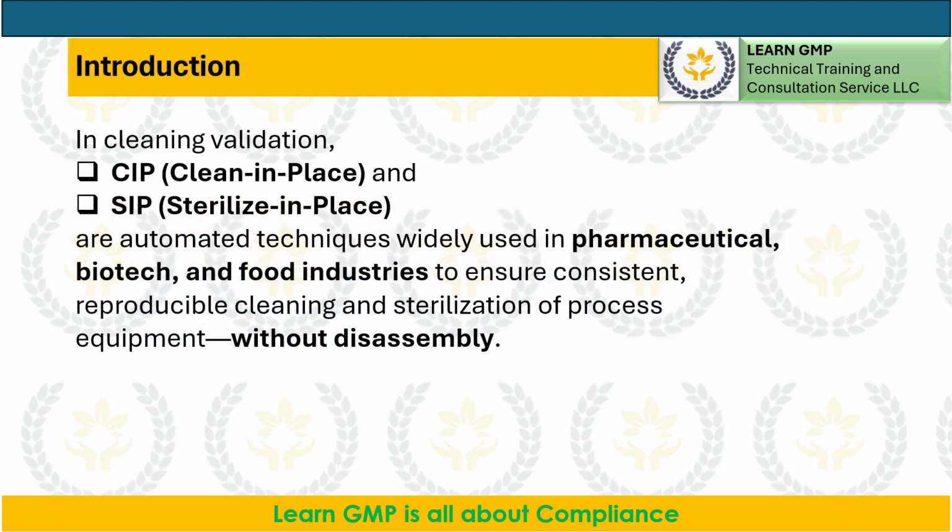Introduction. In Cleaning Validation, CIP, Clean in Place, and SIP, Sterilize in Place, are automated techniques widely used in pharmaceutical, biotech, and food industries to ensure consistent, reproducible cleaning and sterilization of process equipment without disassembly.